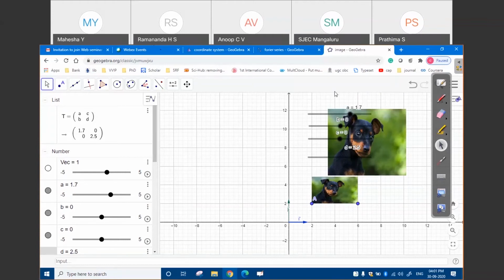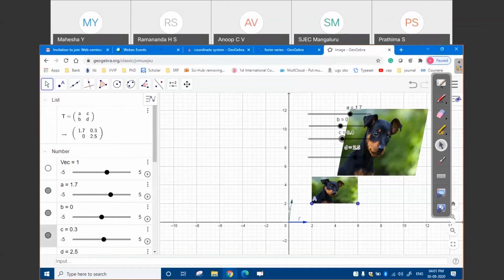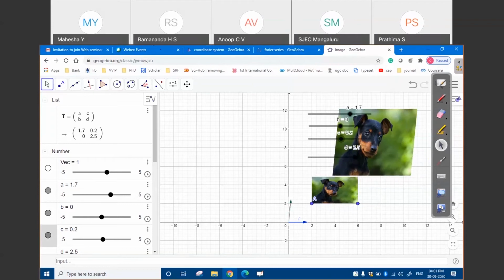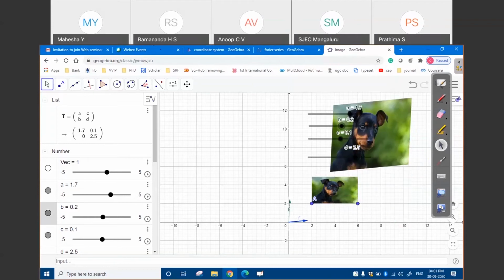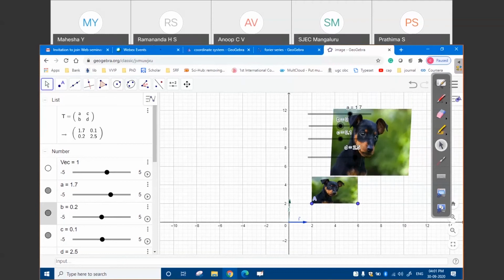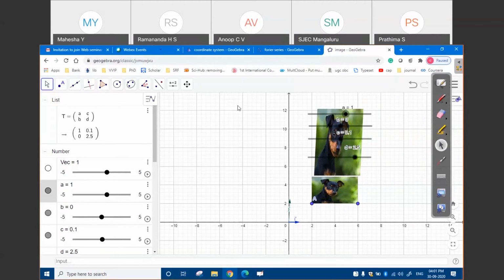Now, if I change the value of C, the image gets sheared. B also, I can get the shearing in both directions. Now what if I want to invert the image? For example, I am keeping B equal to 0, D equal to 1. Again I am coming back to the original image which was there.